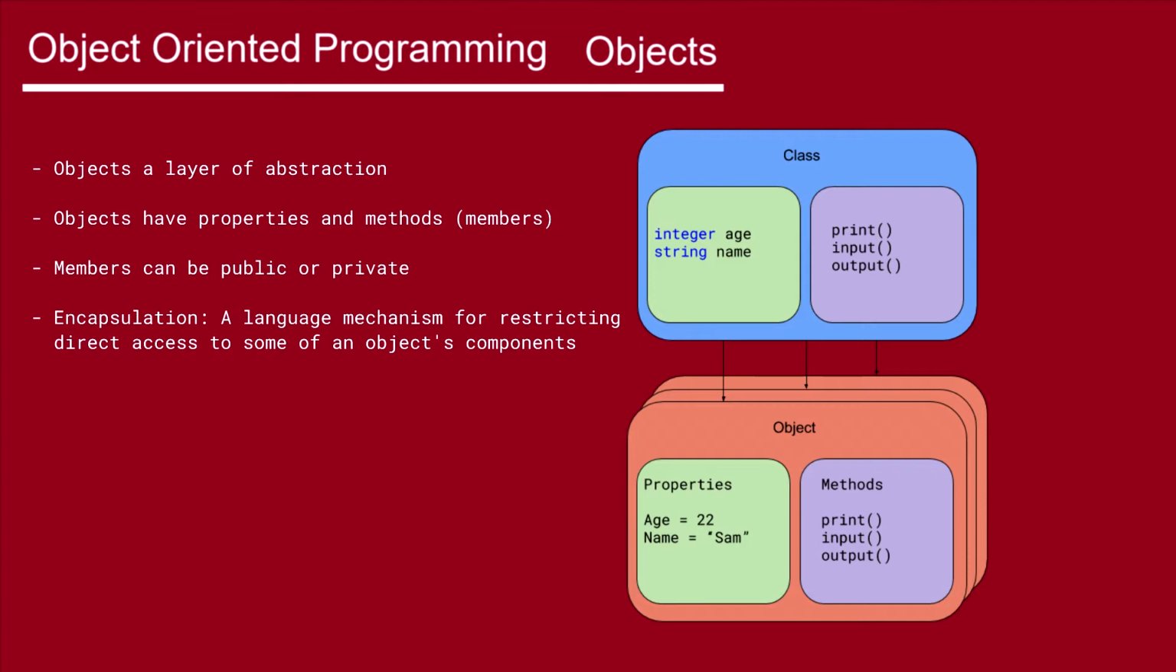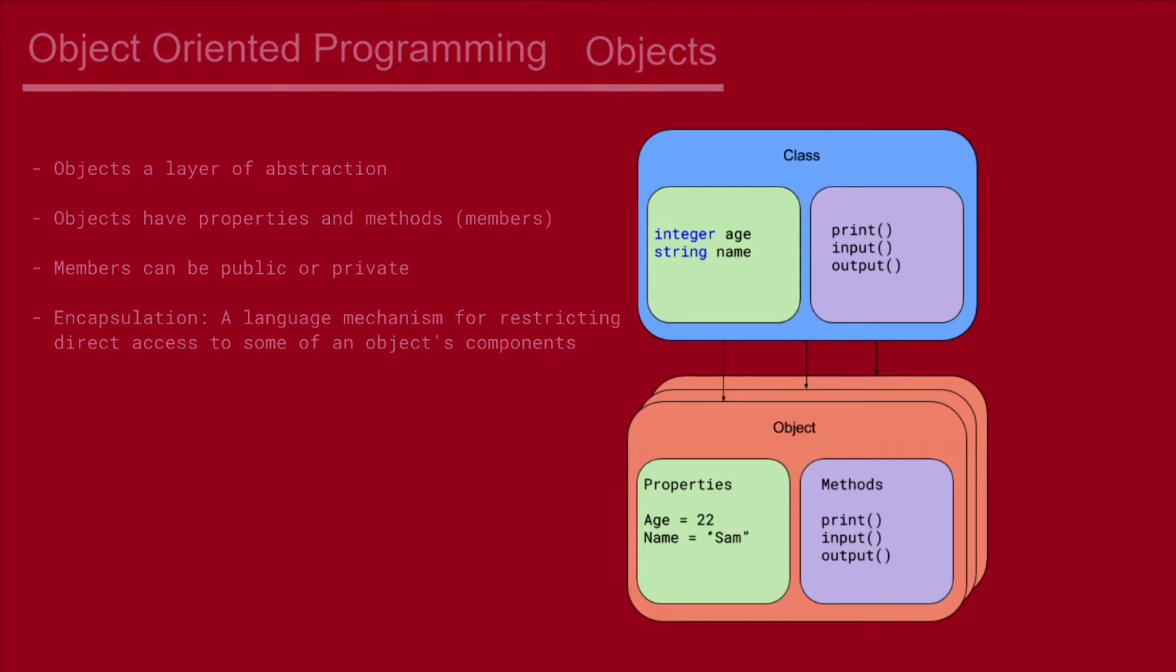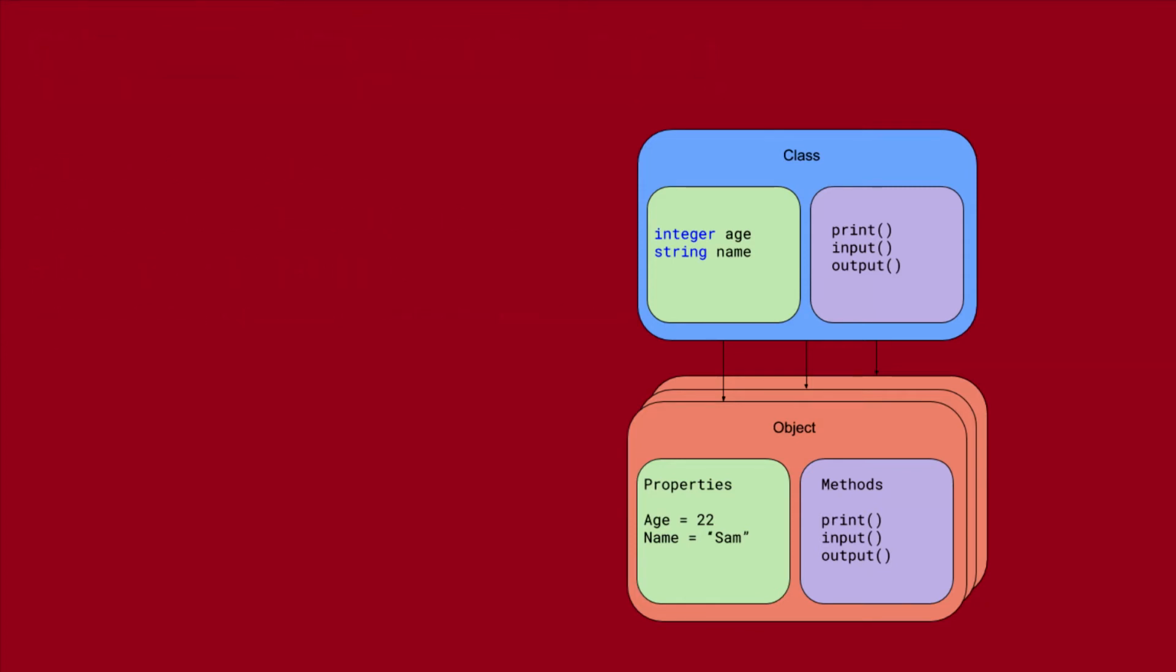This practice of restricting data access to an object's components is called encapsulation. Encapsulation is important to keeping your code robust, especially when working on a team where you can't always be sure how other team members' code is going to interact with yours.